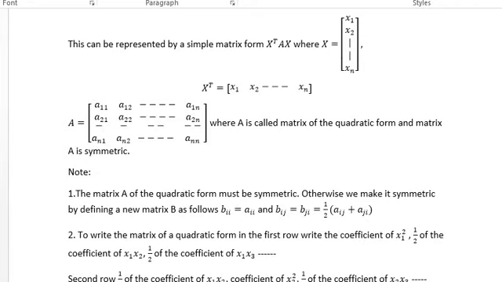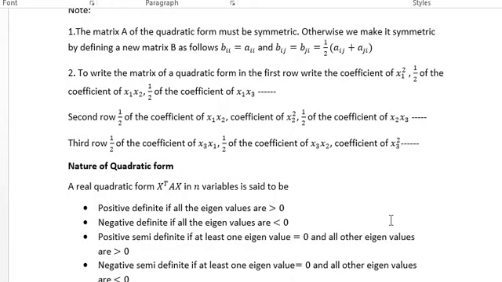The second point: to write the matrix of the quadratic form, in the first row, write the coefficient of x1 square as the first element. In the first row, the first element will be the coefficient of x1 square. The next element will be half the coefficient of x1 x2. The next element is half the coefficient of x1 x3. It goes on like that.